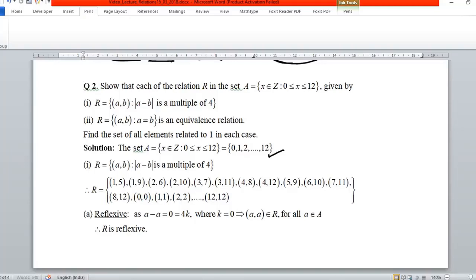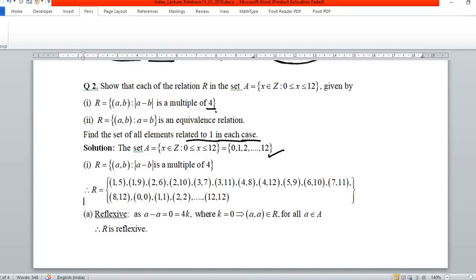Now the relation is defined as R equals (a, b) such that a minus b is a multiple of 4, as we have discussed in the earlier question. In this case we are particularly dealing with the number 4. Another relation we define on the set A itself is (a, b) such that a is equal to b, and we need to check whether each is an equivalence relation, and if it is, find the set of all elements related to 1 in each case. Let us start with the first part.